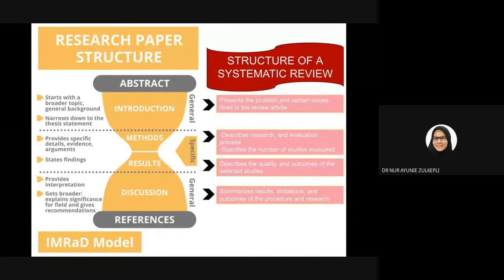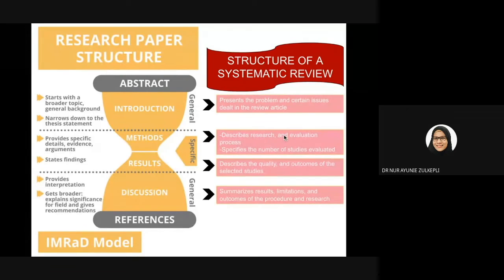I think you already know about the IMRAD model. In the IMRAD model, the research paper structure includes the abstract, the introduction, the main body usually comprising introduction, method, result, and also discussion or conclusion, and also the referencing. As for systematic review, the introduction usually presents the problem and certain issues dealt with in the review article, basically explaining about the whole review, your write-up.